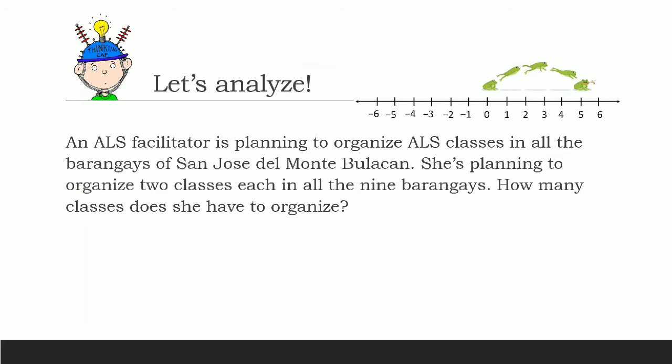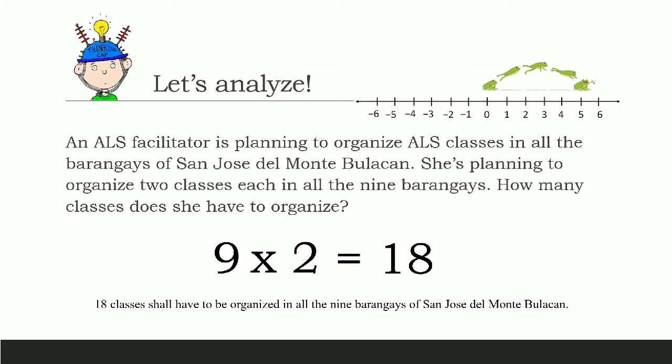Now, let's get the numbers on the problem. 9 is the total number of barangays in San Jose del Monte, Bulacan, and we will multiply 9 by 2, that is the total number of classes the ALS facilitator is planning. And the answer is 18. 18 classes shall be organized in all the 9 barangays of San Jose del Monte, Bulacan.